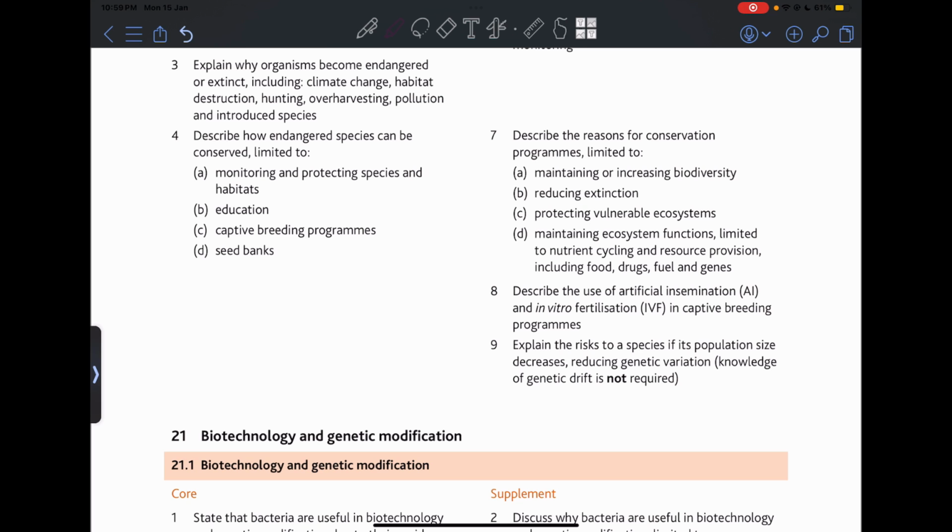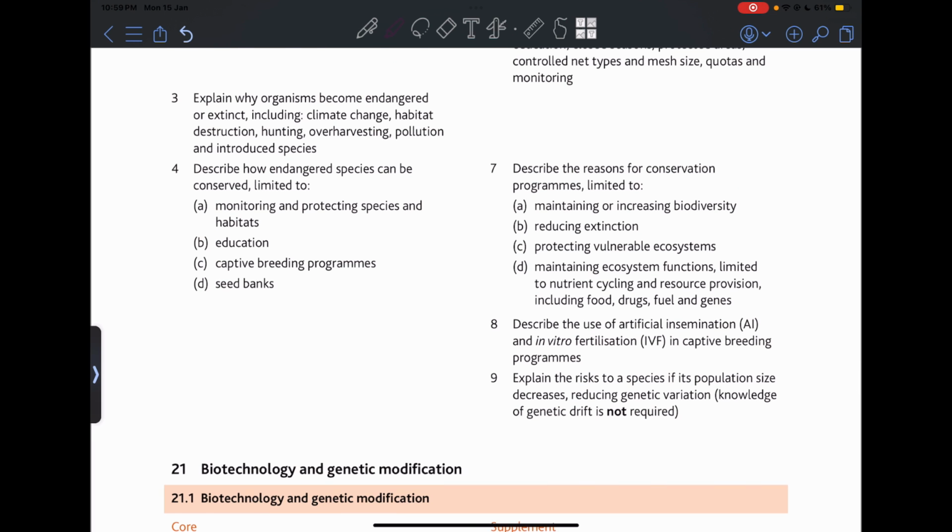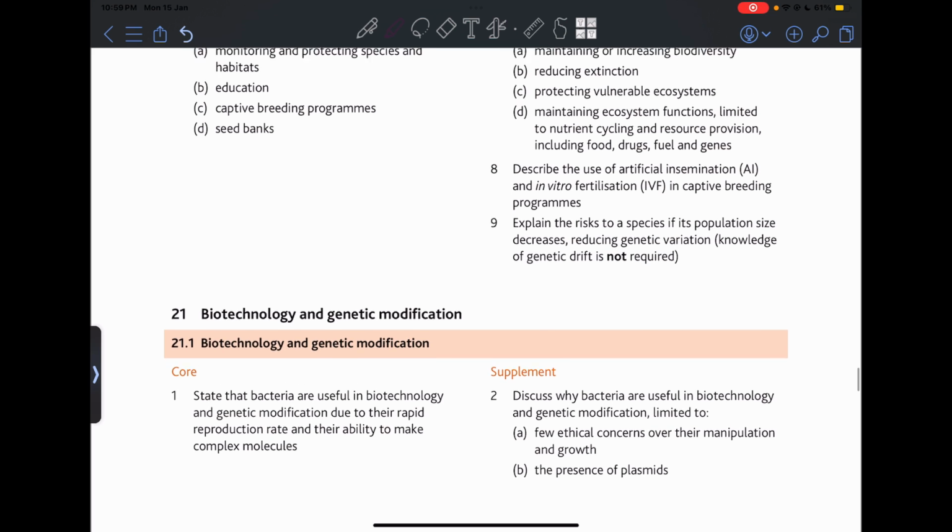Number 8 says describe the use of artificial insemination and in vitro fertilization, which I just described in the captive breeding programs. So I've explained that already. If you're a core student, you don't have to know about it. You can just listen to what I said so that you can have a deeper understanding, and so you can really understand what captive breeding is.